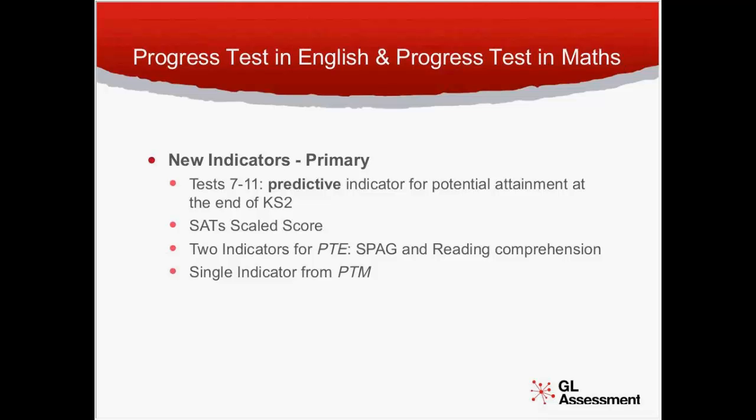And for English, we have been able to give two indicators, one for the spelling, punctuation and grammar, and a separate one for reading comprehension. And that's because PTE is actually divided into two parts, so that's enabled us to do that. And there is just a single indicator for the maths.